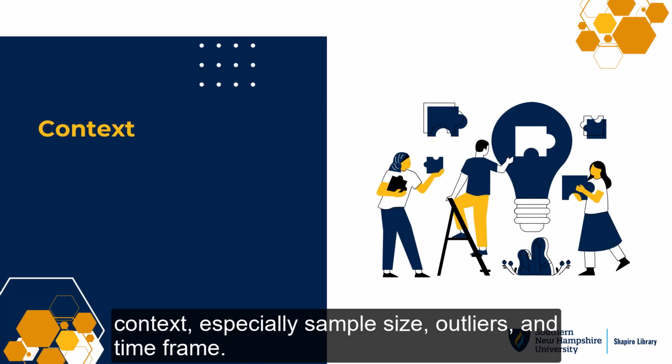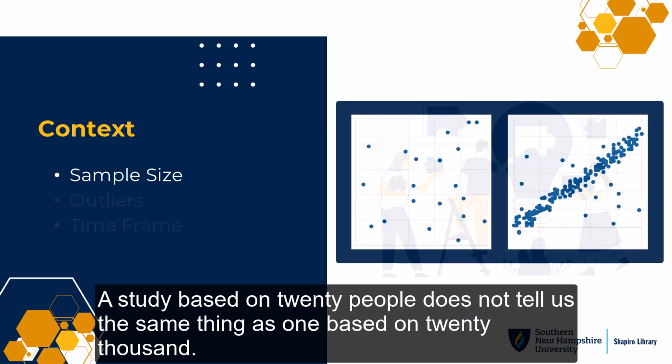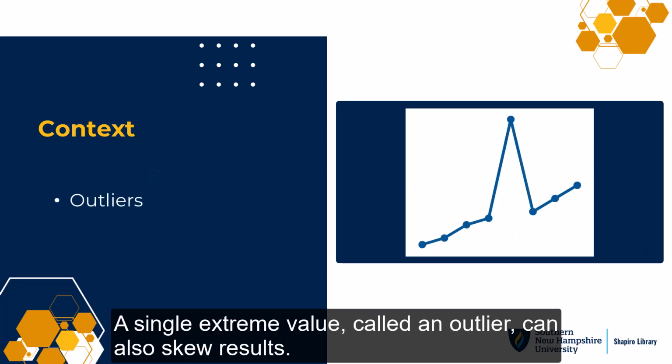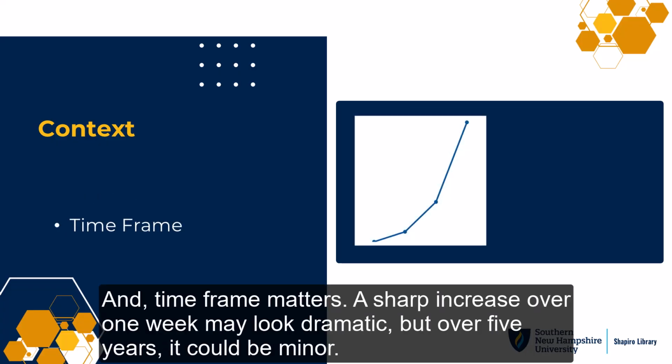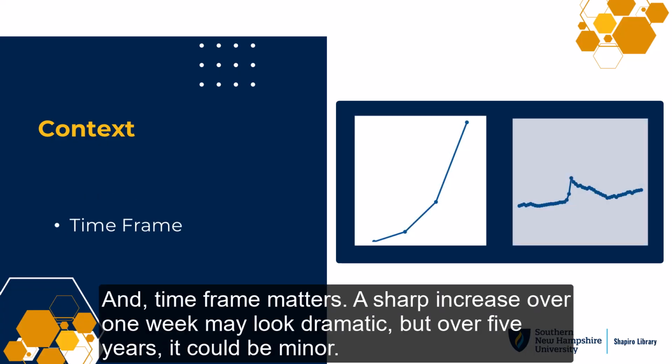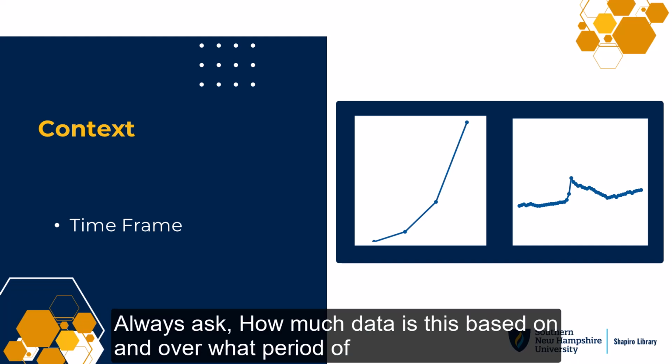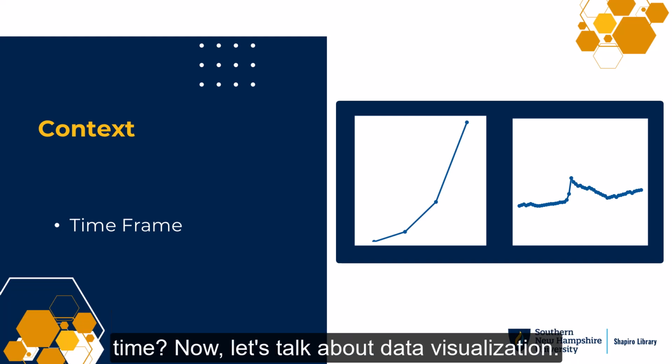Third, look at context, especially sample size, outliers, and time frame. A study based on 20 people does not tell us the same thing as one based on 20,000. A single extreme value, called an outlier, can also skew results. And time frame matters. A sharp increase over 1 week may look dramatic, but over 5 years it could be minor. Always ask, how much data is this based on and over what period of time?